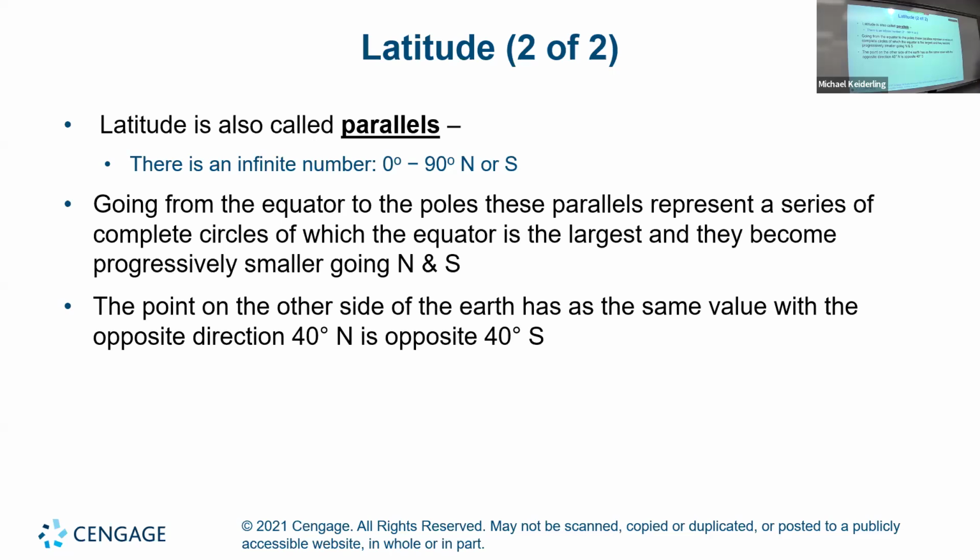And the circles of the lines of latitude get progressively smaller as you get closer to the poles. And if you look at the point on the opposite side of the Earth from you, it will have the same latitude number, but the opposite direction. So if you're at 40 degrees north, the opposite side will be at 40 degrees south.